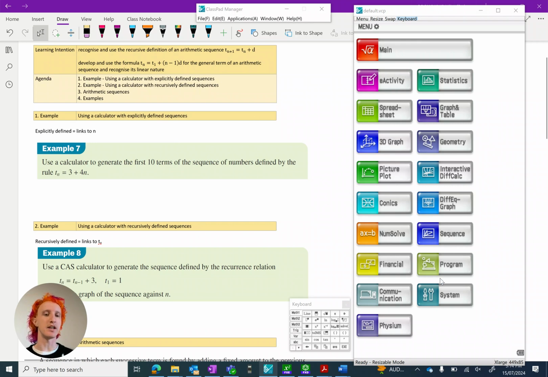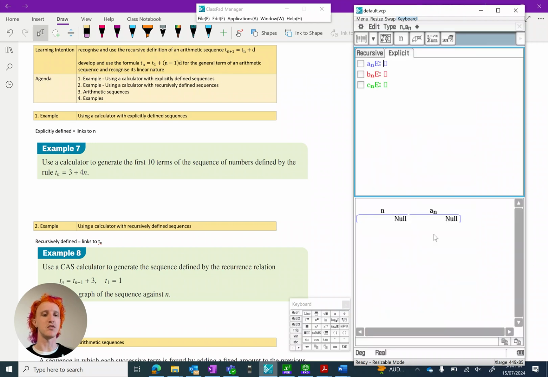On my little emulator here we can see the sequence button just from the main menu on your ClassPad. It brings us to two tabs, one's explicit and one is recursive. Our first question was explicit, so we'll stay here. We need to use a calculator to generate the first 10 terms of the sequence of numbers defined by the rule Tn equals 3 plus 4n. Fortunately, I can just type in that, 3 plus 4n.